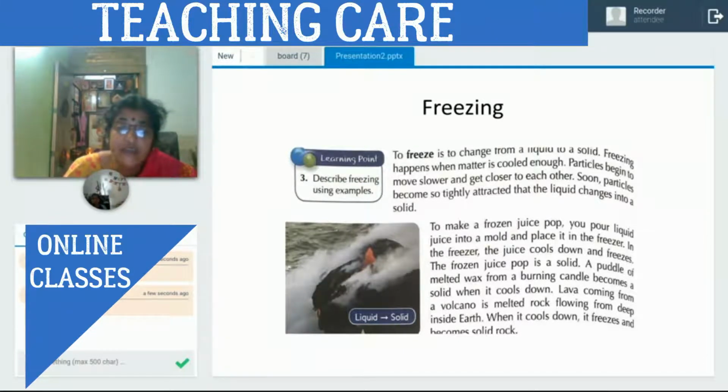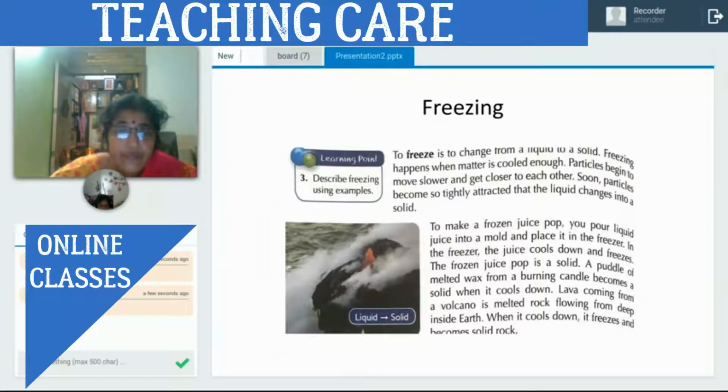Next, freezing. To freeze, what is meant by freeze? Change from liquid to solid. Freezing happens when matter is cooled enough. What will happen actually during freezing? You read this, tell me. What will happen to the particles? When you freeze, what happens to those liquid particles? They move slower and get closer to each other. And then they become so tightly attracted that the liquid changes into solid. Earlier, for solid to liquid, particles went from tightly to loosely packed; now it is loosely to tightly.